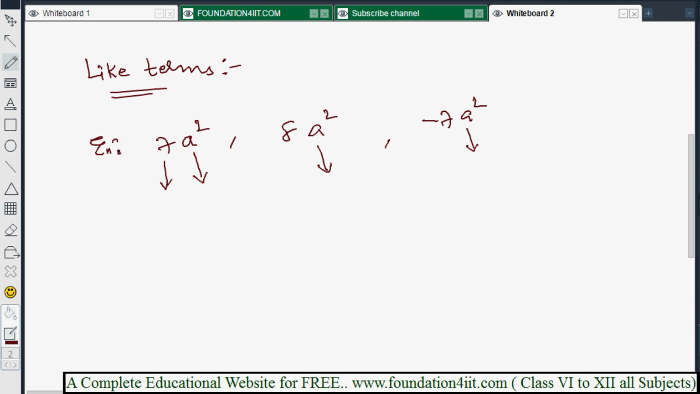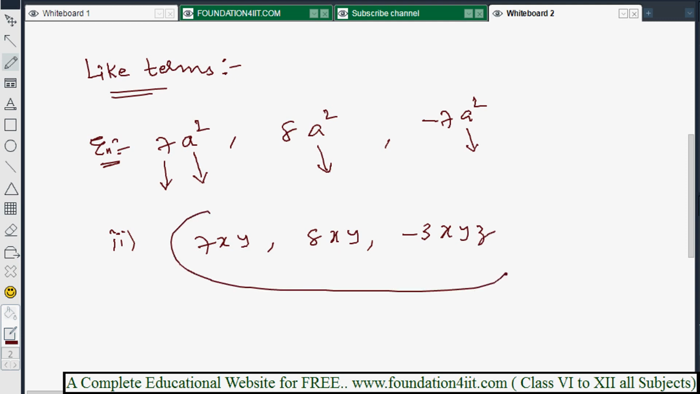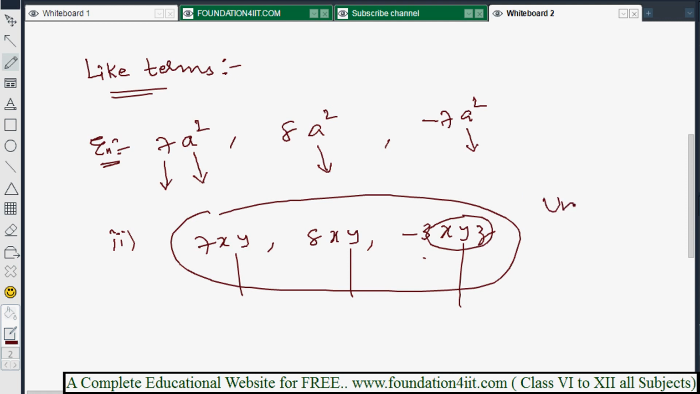So it's simple to understand. The terms having the same literal coefficients are called like terms. Otherwise they are called remaining, or we can call them unlike terms. Now if you see 7xy, 8xy, minus 3xyz, these are all unlike terms because the literal coefficient is xy but xyz is different, so you can call this unlike.